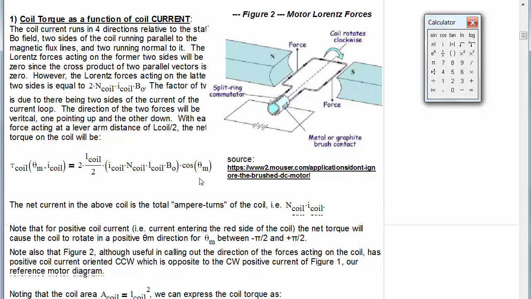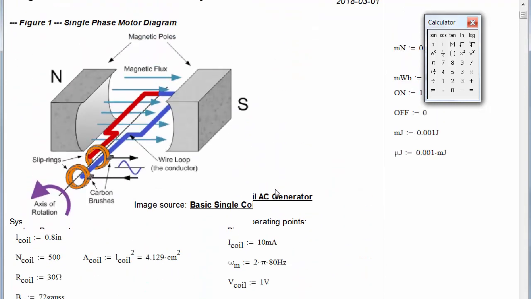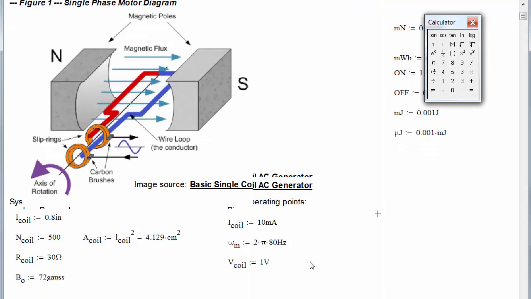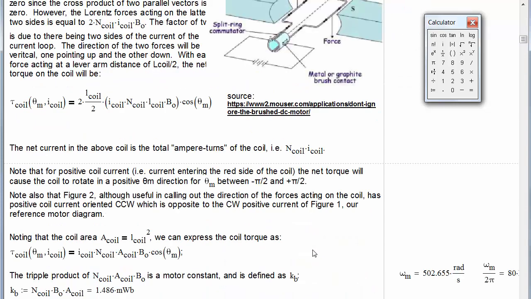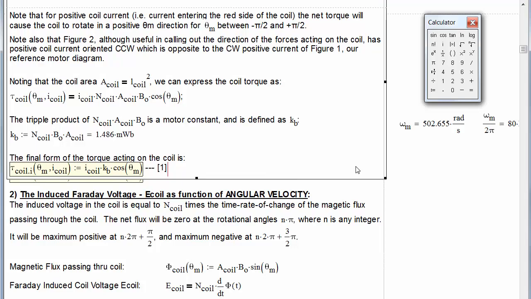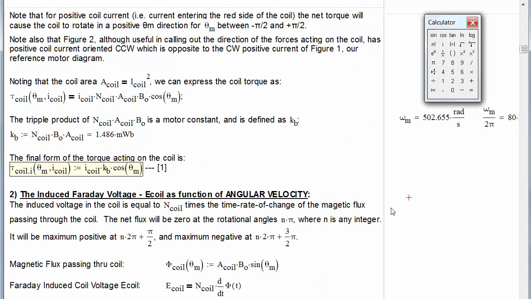It's a function of theta m. The theta m is the angular displacement of this motor. The coil currently here is at an angular displacement theta m of 0, and positive theta is when it rotates counterclockwise. Okay, my rendering is really poor on here.